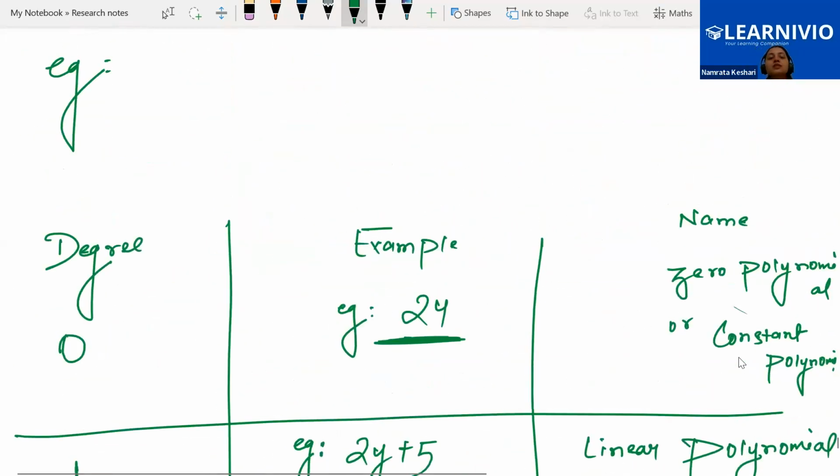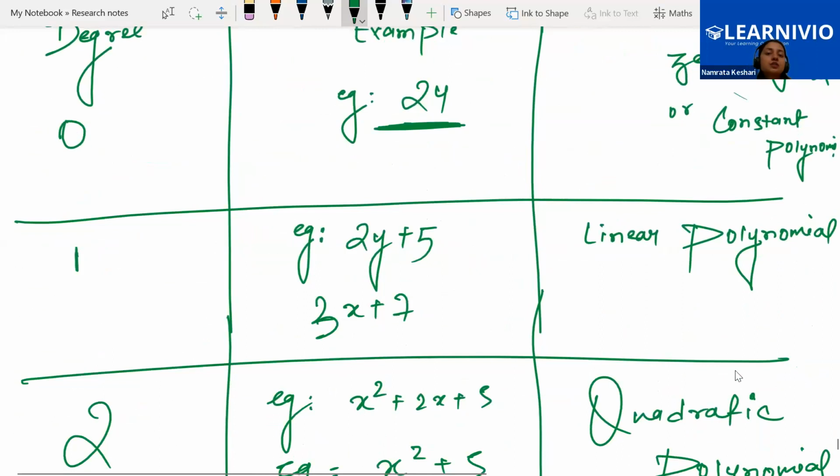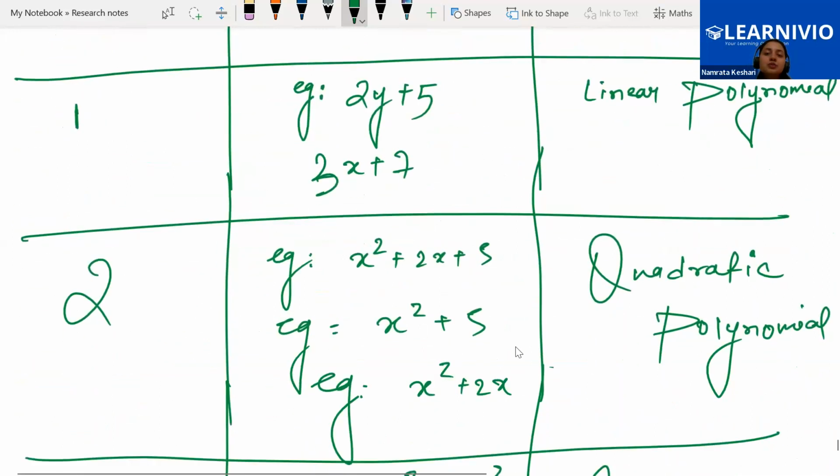So see, when the degree of the polynomial is 0, it's called constant polynomial or zero polynomial. When the degree is 1, it's called linear polynomial. We can see the example I have given over here. When the degree of the polynomial is 2, it's called quadratic polynomial. See carefully the name, it's quadratic.